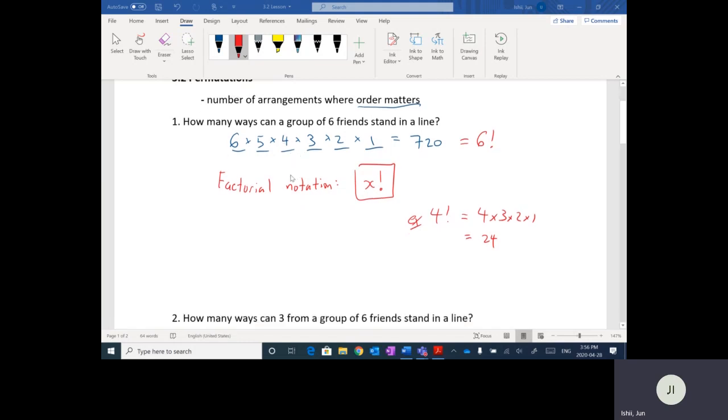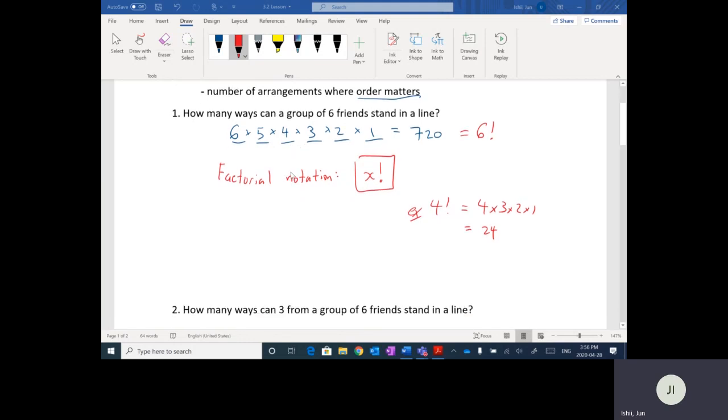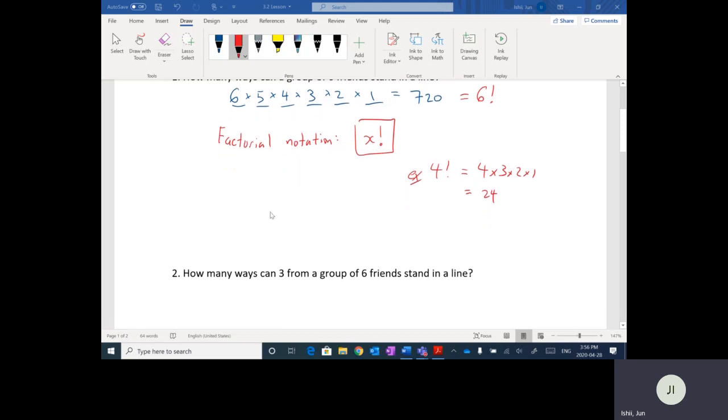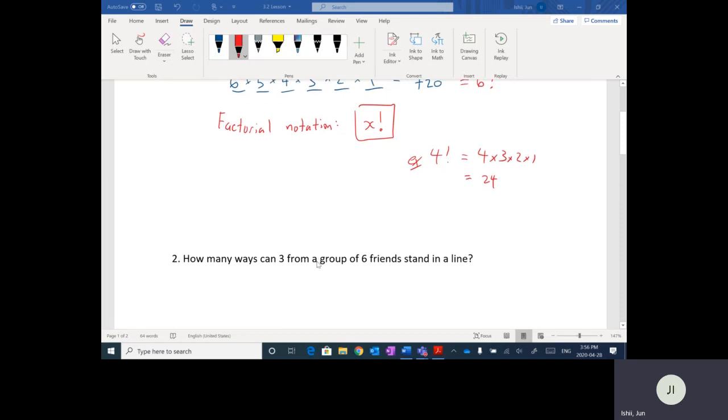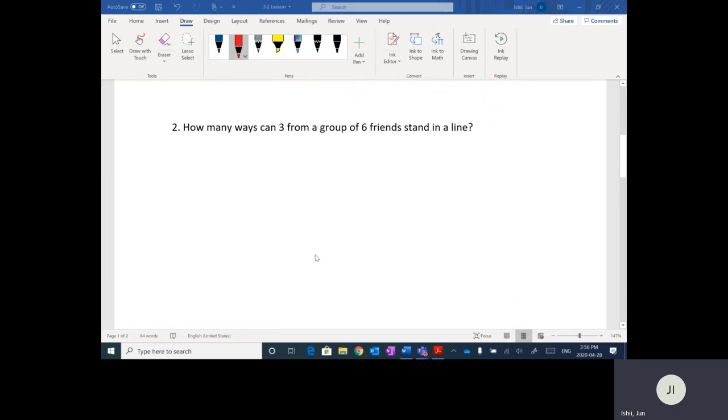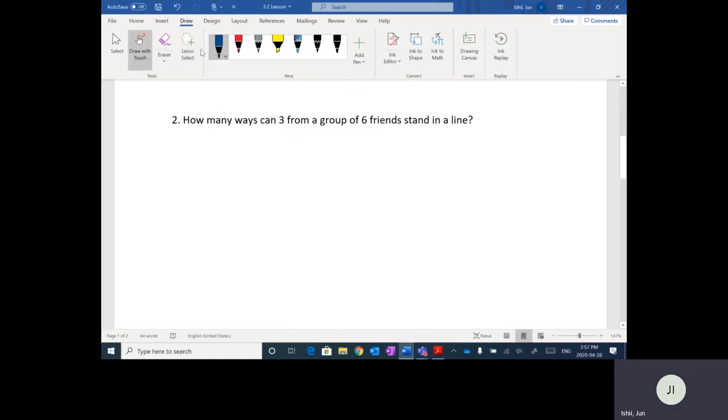Now that being said, what I'm going to do is show the formula with this next example after we work this out using the fundamental counting principle. So again, we have 6 friends, but this time instead of putting all 6 into the line, we just want to put 3. If I want to use the fundamental counting principle to answer this question, I would have 3 spots.